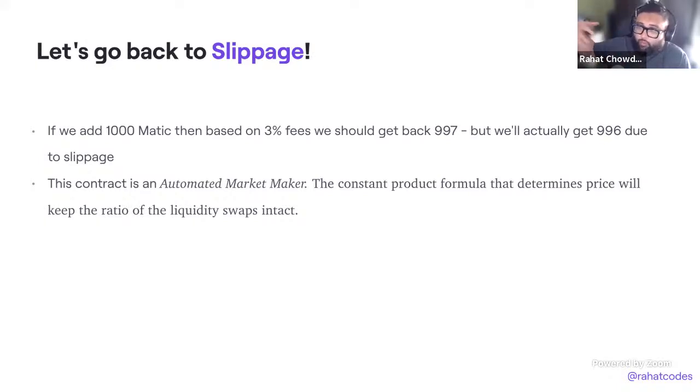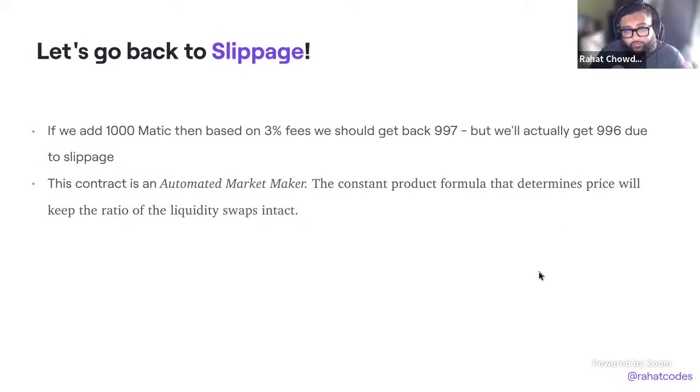So the more of these assets that you try to buy, like if I wanted to buy 10,000, 20,000, whatever, slippage is going to be higher the more of this token that I want, because I'm making a huge dent in the reserves. And in order to make sure that the liquidity stays balanced, that slippage is what goes in and happens.